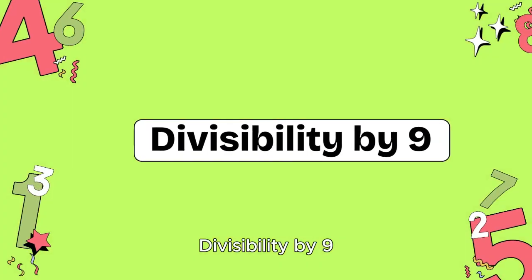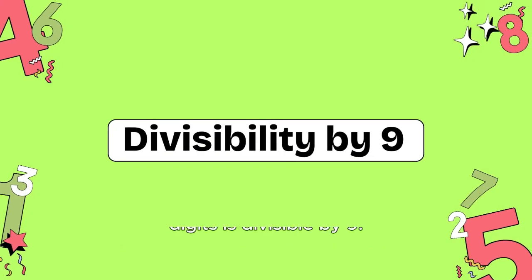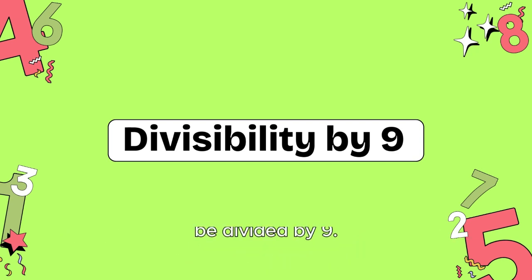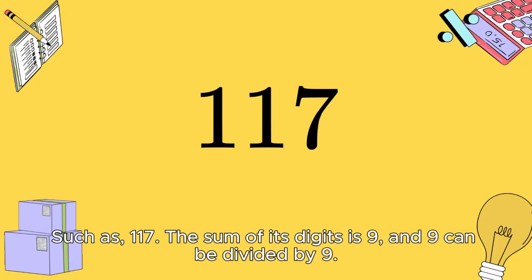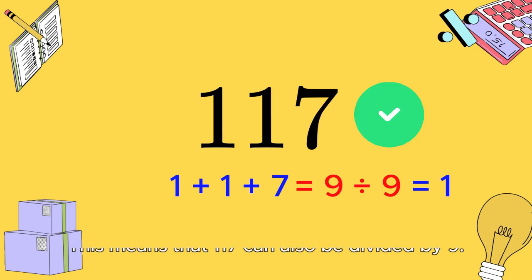Divisibility by 9. The rule for 9 is like the rule for 3. A number can be divided by 9 if the sum of its digits is divisible by 9, such as 117. The sum of its digits is 9, and 9 can be divided by 9. This means that 117 can also be divided by 9.